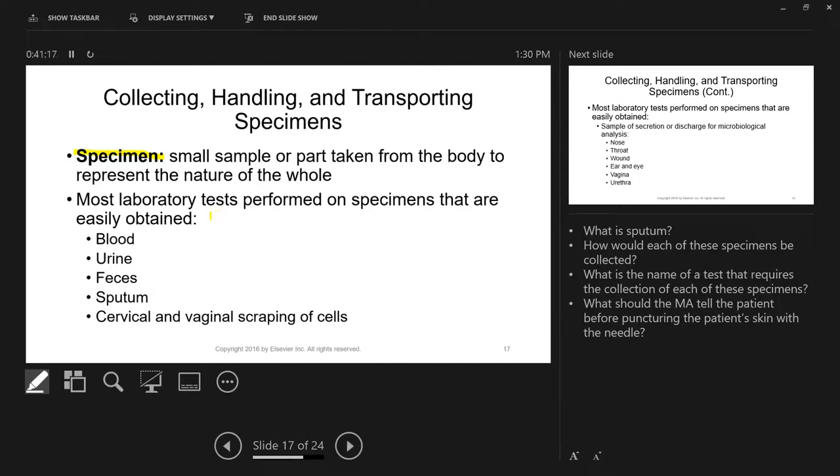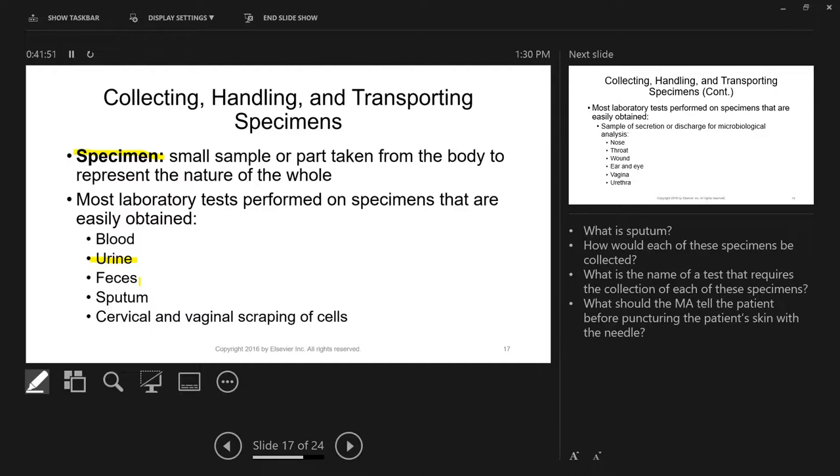Most lab tests are performed on easy things. What does the body let out easily? Urine, feces, sputum. What does the body let out under certain conditions? Blood, cervical and vaginal scrapings. Those are all things that the body can let out. Probably the easiest thing to get to is urine. Feces is second on the list, okay? But is typically done by home collection, okay?